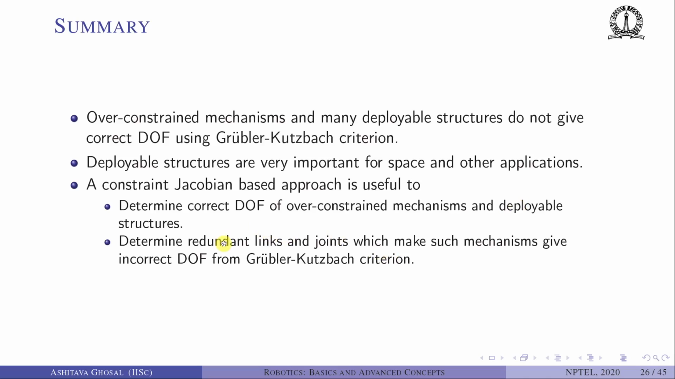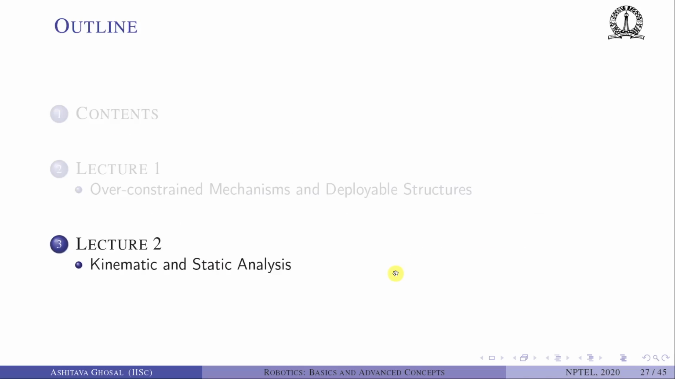And I will show you that it can be used to determine the redundant links and joints which make such mechanisms give an incorrect degree of freedom from the Grubler-Kutzbach criteria. Basically, as I said, when we add a constraint and the nullity does not change, that is redundant. So you can relate it to the joint or the link from where the constraint came. Okay, so with that we'll stop. In the next lecture, I will look at kinematics and static analysis of over-constrained mechanisms.